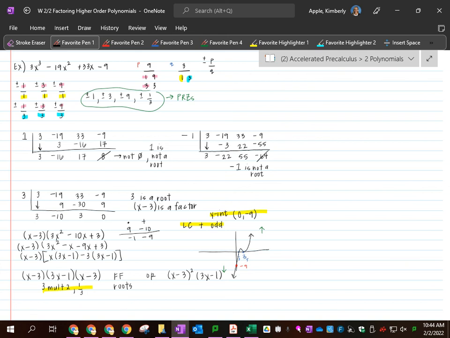Y-intercept, -9. This is a touch again because of the multiplicity 2. I know this has got to go up, so I'll start over here. I'll bounce off 3, pass through 1/3, and then go through -9 as the intercept.